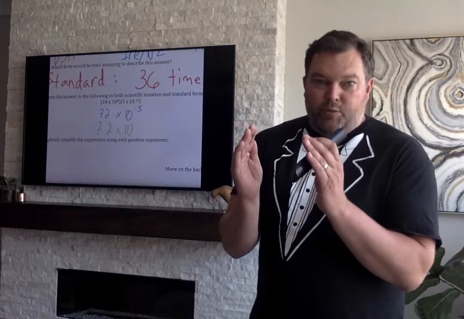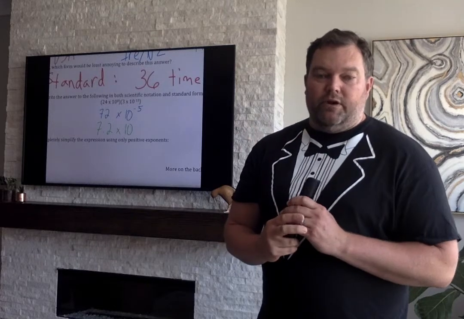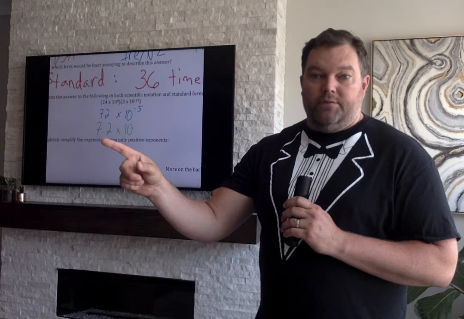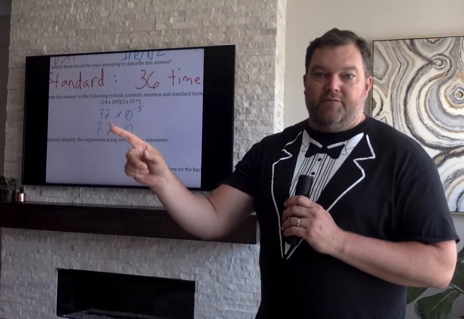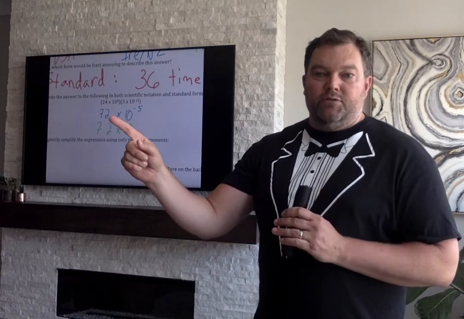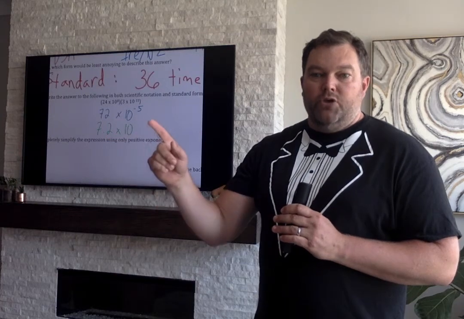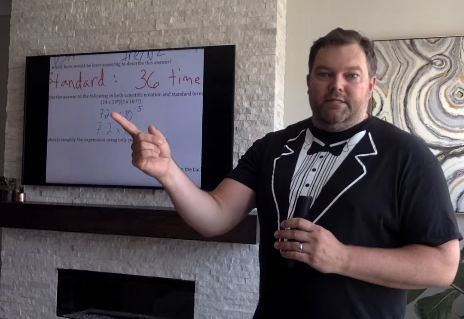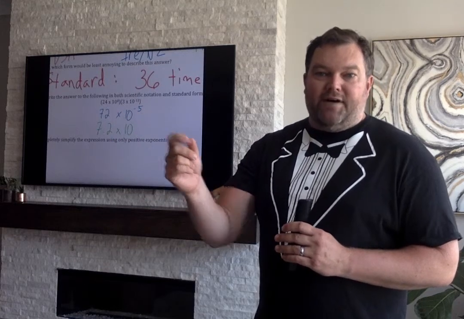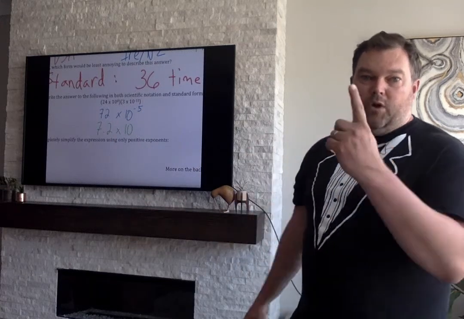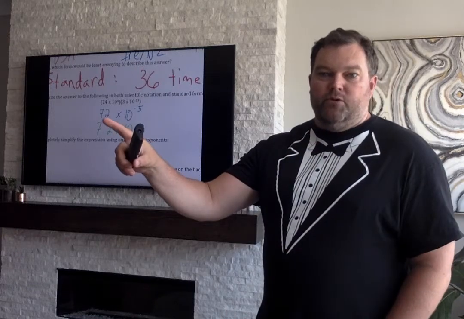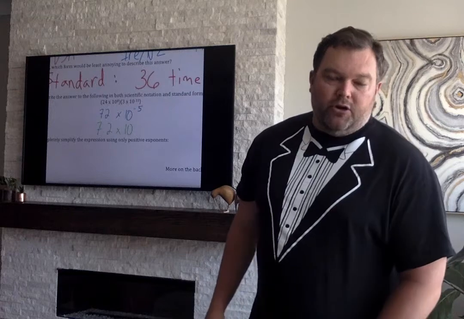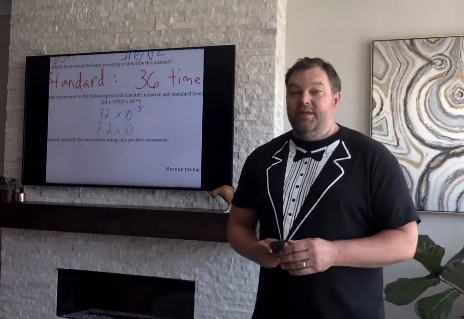72 is not between 1 and 10, so this wouldn't be correct scientific notation. So I need to make this number smaller to make it 7.2. So I've just made this number smaller. So what do I need to do to negative 5 to balance that out? If I make this number smaller, I need to make negative 5 bigger by one number because I've moved the decimal point one place. So what's 1 bigger than negative 5?